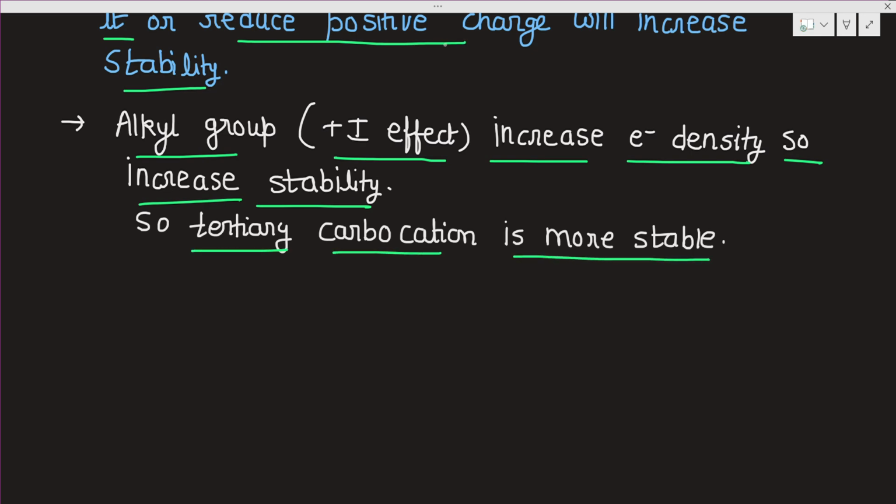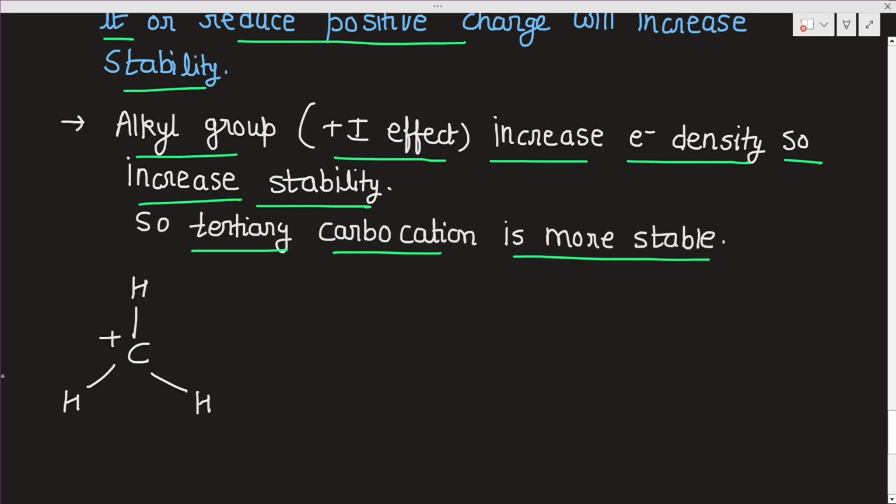See here why it will be most stable. See, suppose here I have taken this. This is a methyl carbocation. 3 hydrogens are attached to it and there is a positive charge. This will be least stable.